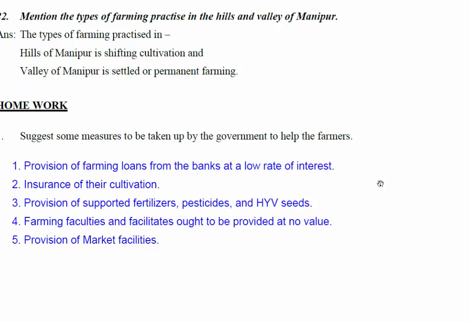Fourthly, farming facilities ought to be provided at no cost. Okay, another one is provision of market facilities. That will also be important.